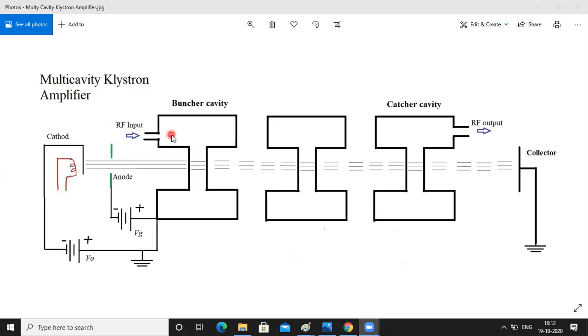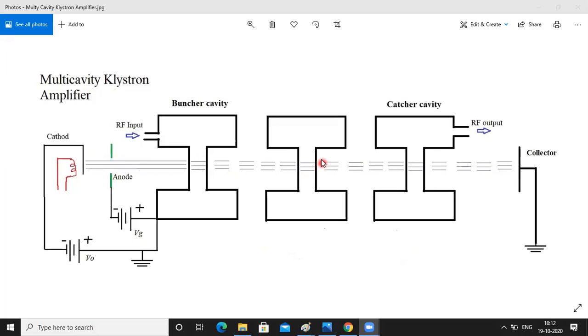This is the RF input. With reference to this input, we know that the RF signal has a positive cycle and a negative cycle. The bunching action I just described takes place due to the positive and negative cycles of this RF input. In the positive cycle, the electrons repel, so they go faster. The positive and negative cycles have an impact on the electrons, and accordingly the bunching action takes place.